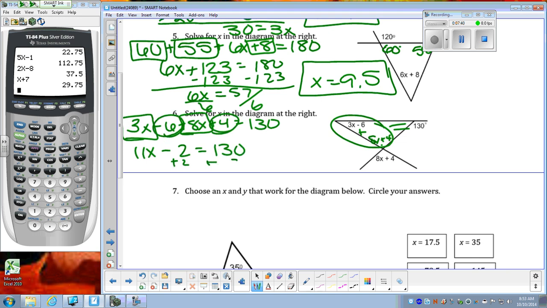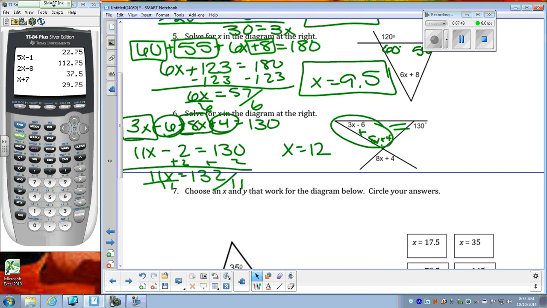Add 2. Divide by 11. I get that x equals 12. I could have done this another way: I know this angle has to be 50 because it makes a line with the 130. So I also know that 3x minus 6 plus 50 plus 8x plus 4 has to equal 180.